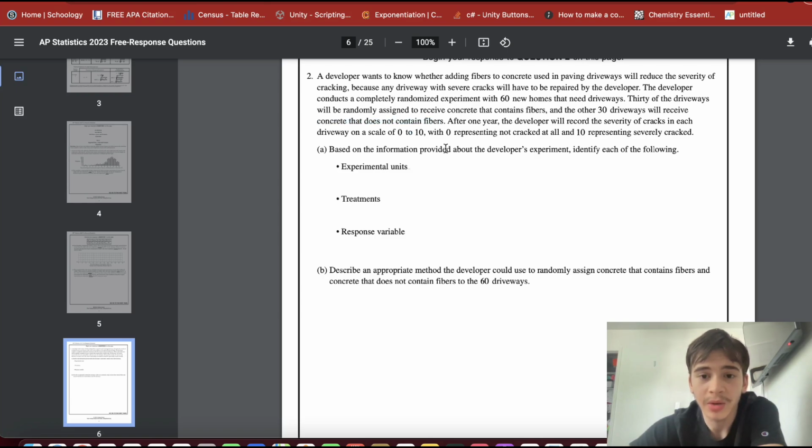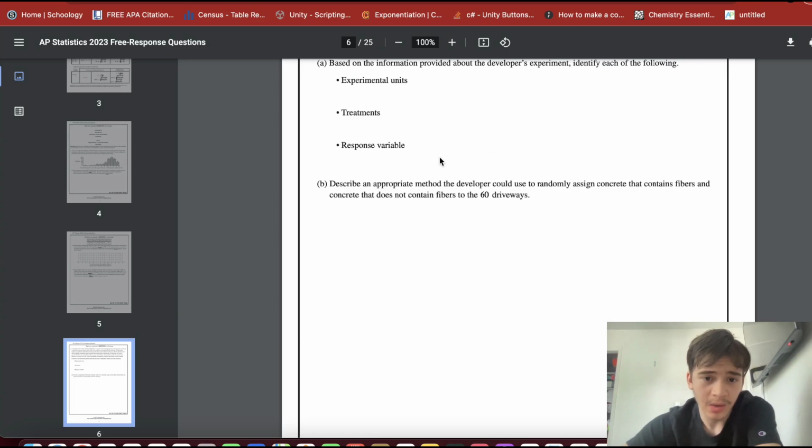That's the treatments. Experimental units: 60 new homes that need driveways. The response variable is on a scale of 0 to 10 of the severity of cracks, and then you could just say 0 representing not cracked at all and 10 representing severely cracked. Just write that out right there.